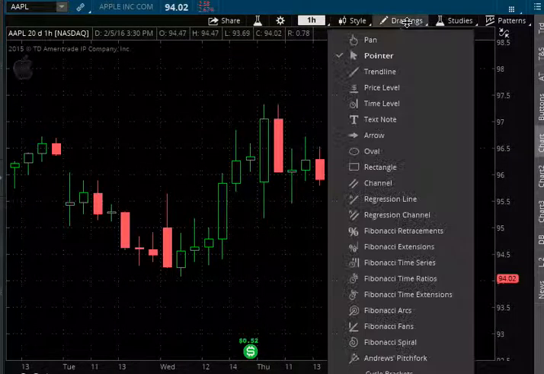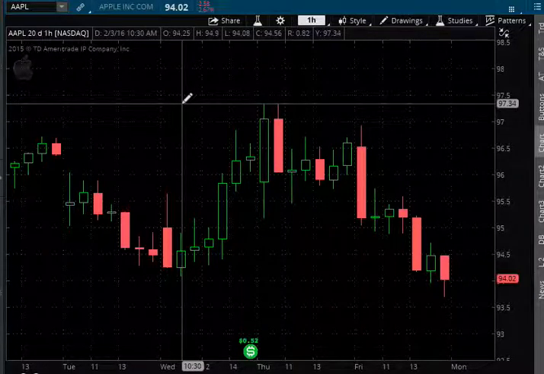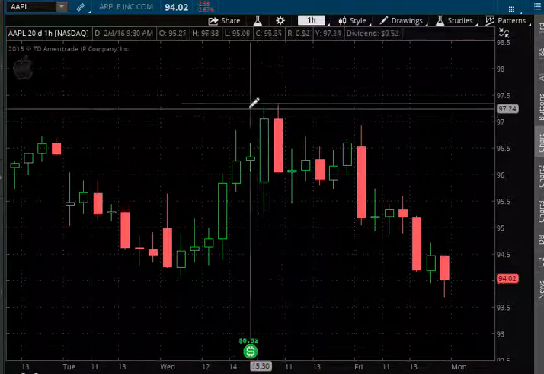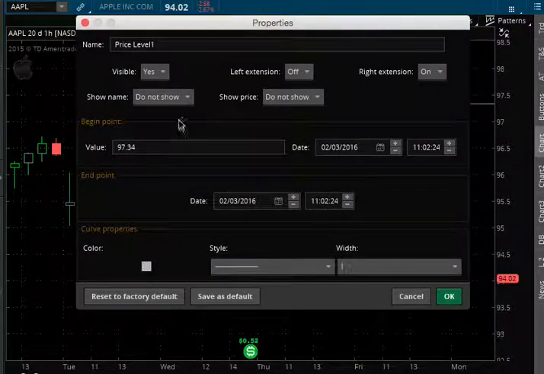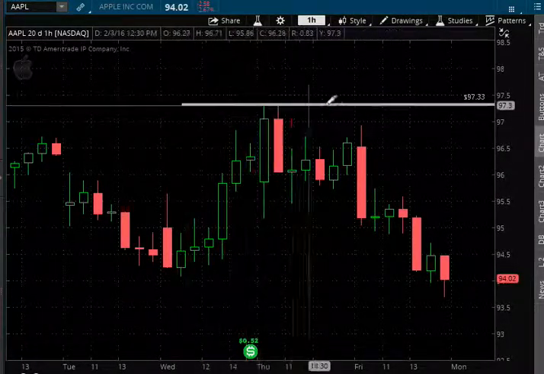So I'll go here to drawings, I'll do a price level, and I'll place a line right here, which was 97.33. To make it exact, I'll right click, edit, and I want that price to show on the right. I'll make it a little bigger by making the width of that line 3 instead of 1. I hit OK, and voila, we have a line here.